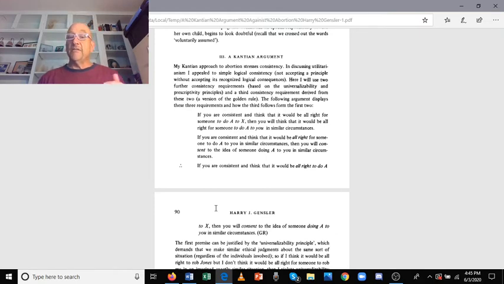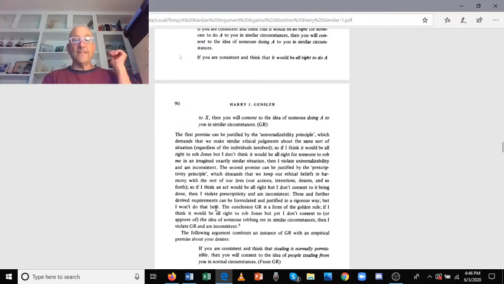So if it's okay to do something to me, it's kind of like I'm saying, yeah, I agree, go ahead. And if I'm consistent and it's all right to do something A to an X, then I'll consent to it being done to me under similar circumstances. And he calls that the golden rule. He gives you a defense here of these things, right? The first premise is the universal liability principle, similar judgments of the same sort of situation.